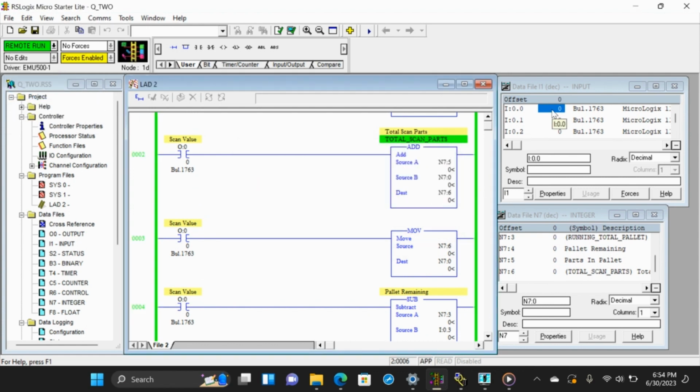Here we need to supply the number of parts in the pallet, and the number of parts in the pallet can be changed by changing the input here. So I will adjust this pallet as 10. So my pallet consists of 10 parts. Similarly, this input needs to be set as 1 because we need to subtract each pallet in order to determine the pallets remaining.